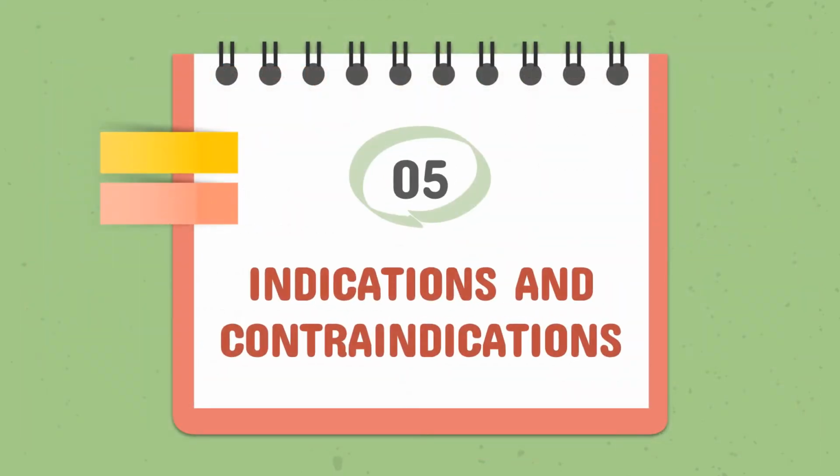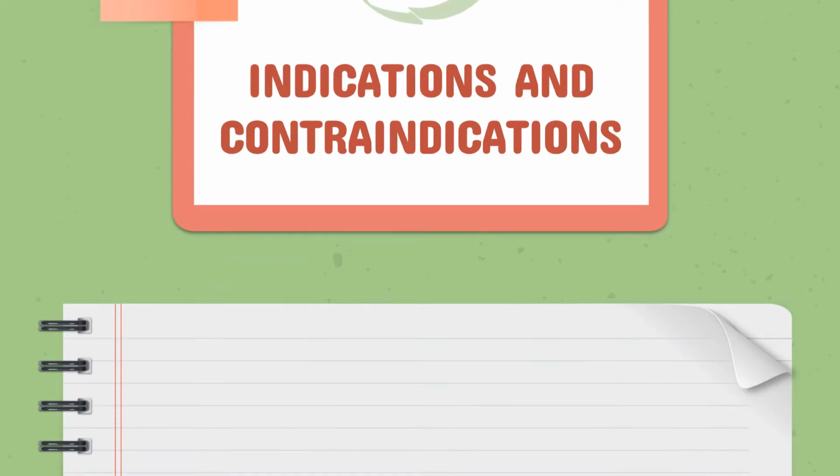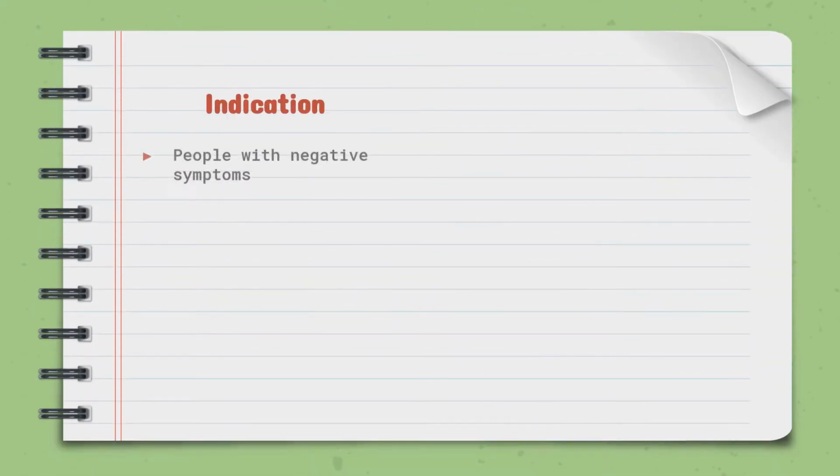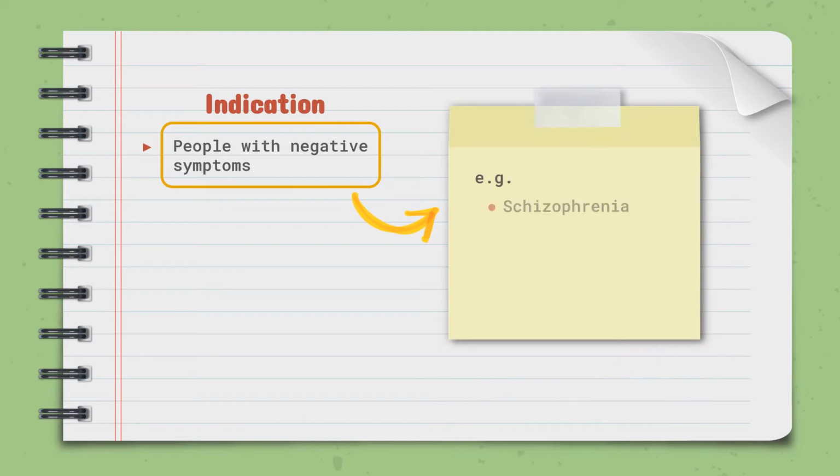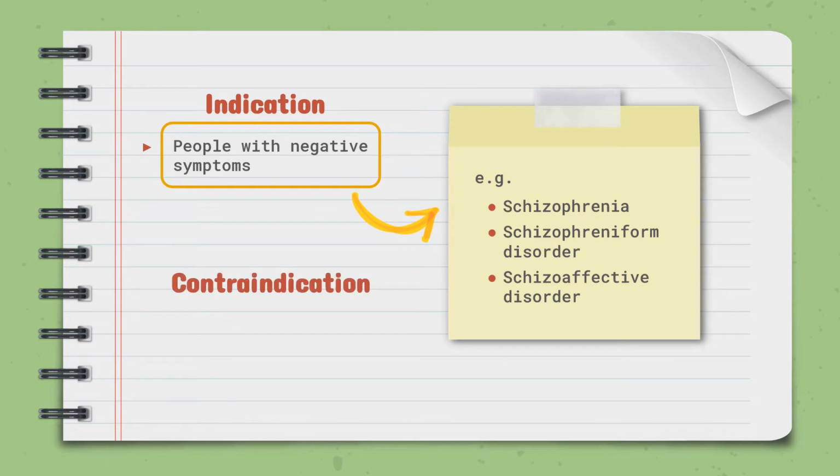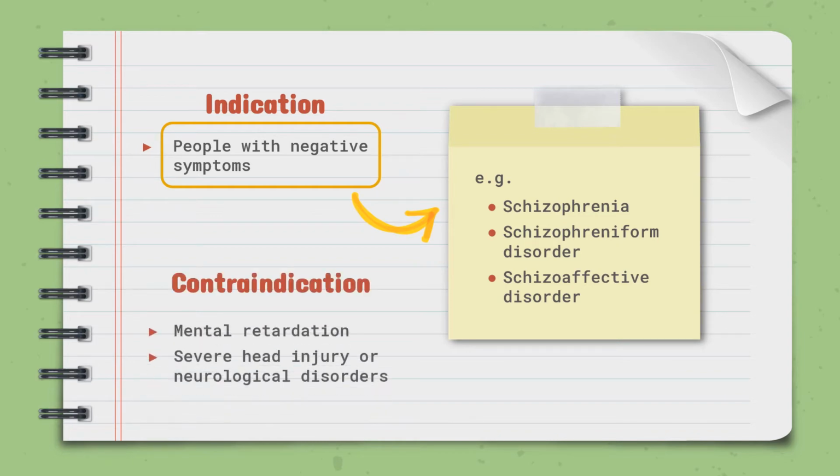Indications and contraindications. The indication of this assessment is people with negative symptoms, such as schizophrenia, schizophreniform disorder, or schizoaffective disorder. While the contraindication of this assessment is mental retardation, and severe head injury or neurological disorder.